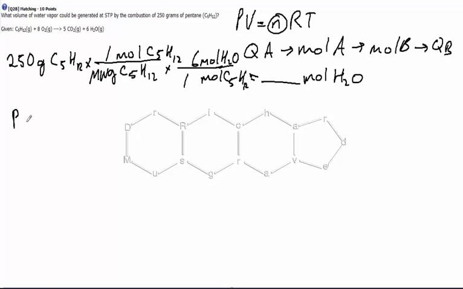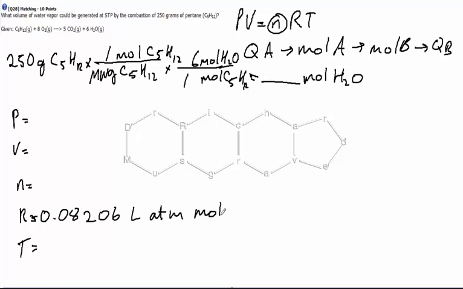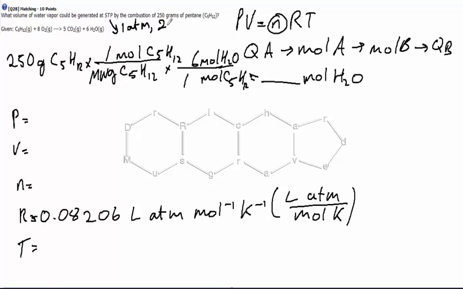Now we can do our PV equals nRT, and you know that we always like to write out our values. And the R value I always like to start with is 0.08206 liters atmospheres per mole kelvin. This can be written with negative ones as exponents, since the moles and kelvins are on the bottom. Alright, so it says STP. STP we know is standard temperature and pressure, which is going to be 1 atmosphere and 273 Kelvin. That's always what STP is.